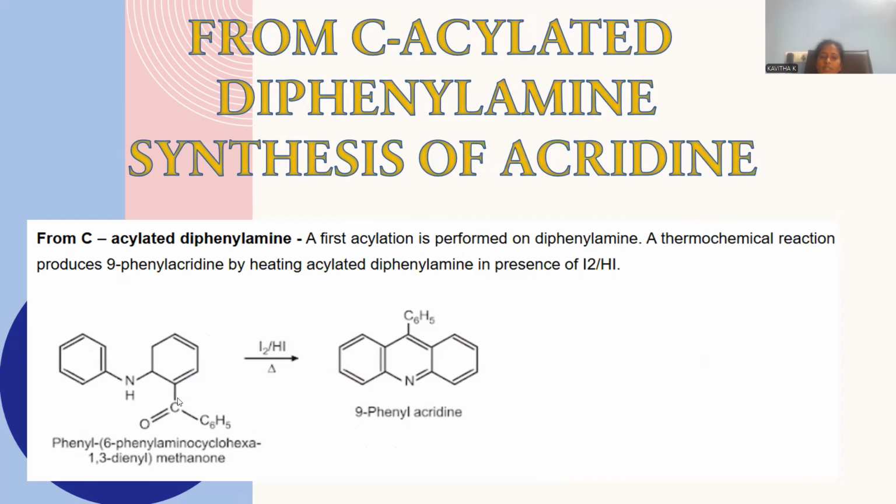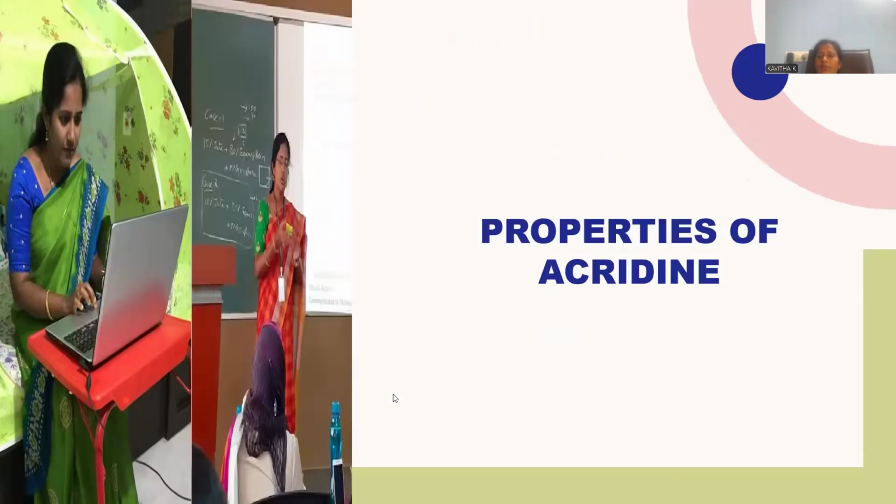Diphenylamine will be the starting material that is prone to participate in the acylation, so that this benzoylation is accomplished at this position. A thermochemical reaction produces 9-phenylacridine by heating acylated diphenylamine in the presence of iodine and HI, giving rise to this final product. This is the way. The C-acylated product is also there, the carbon acylated product, and that will go through this acridine formation, right? So by means of this, we have completely gone through the various methodologies for the synthesis of acridine.